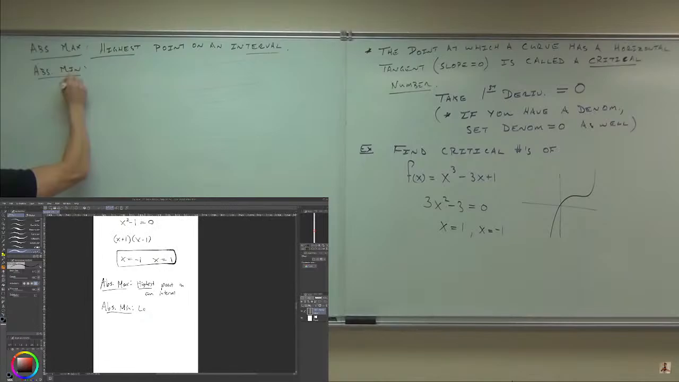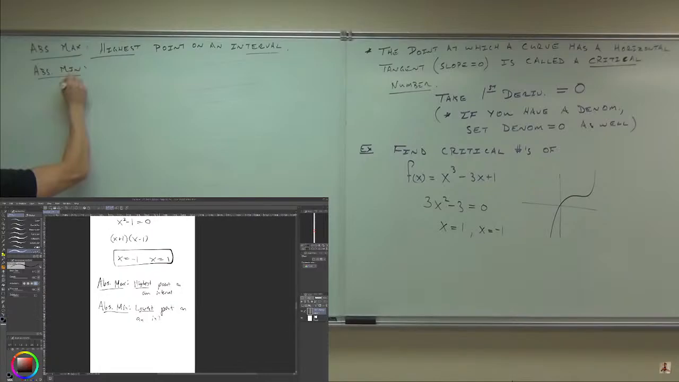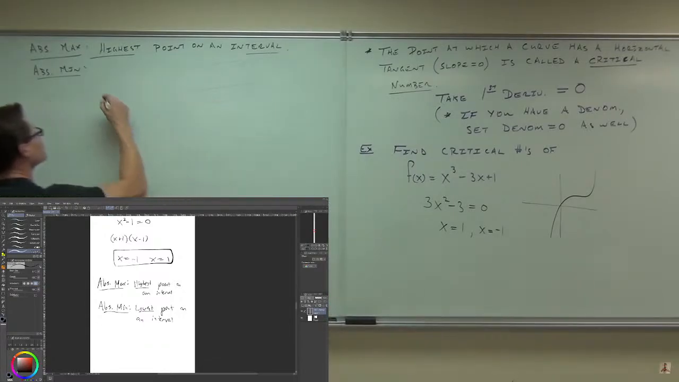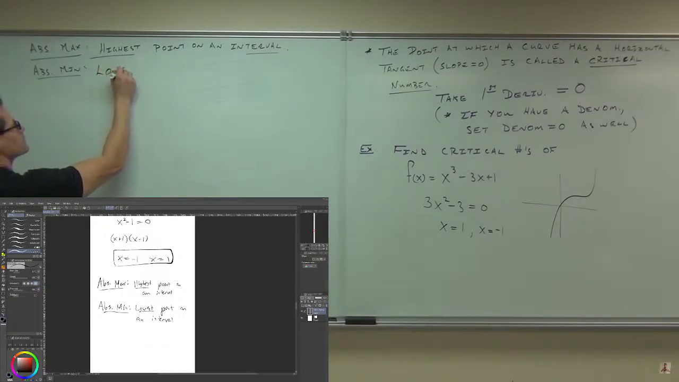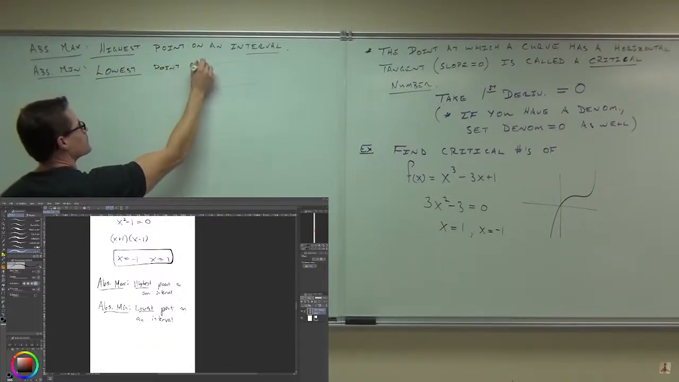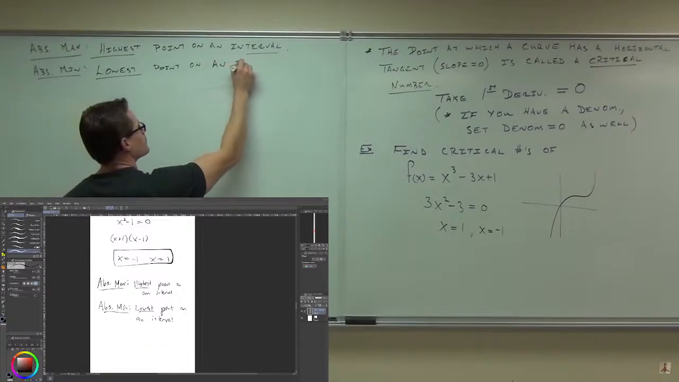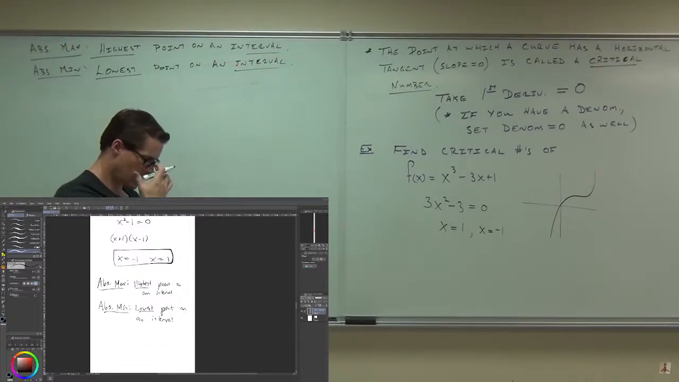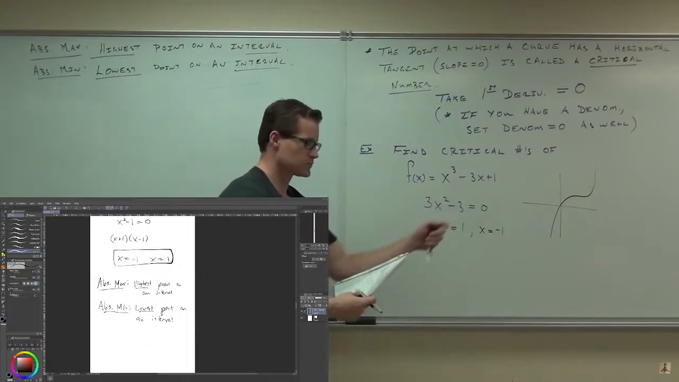Not one of the low points, the lowest. That's how the absolute differentiates from the relative. Relative could be, well, there's a few low points. Absolute minimum means the lowest. Absolute max means the highest. Okay. On an interval or on the function?